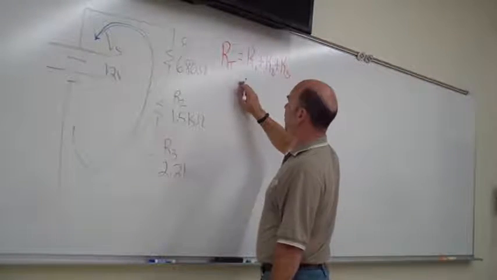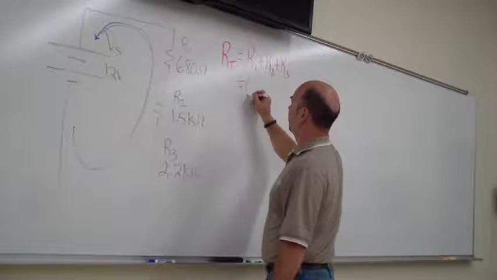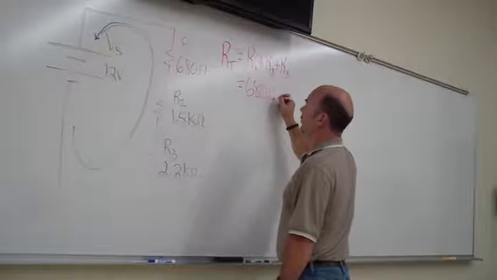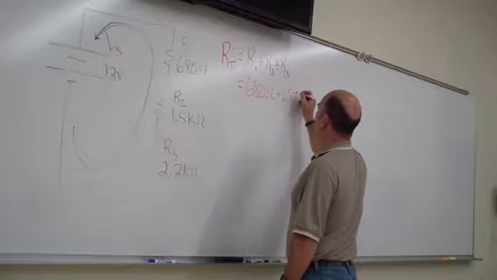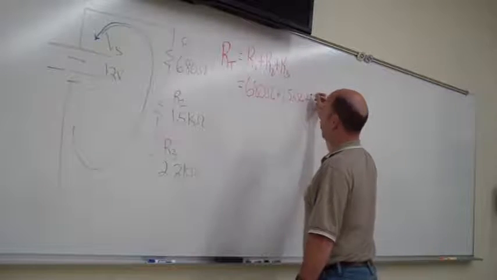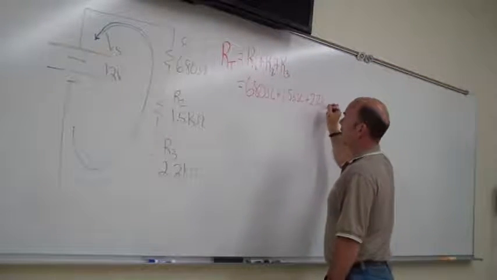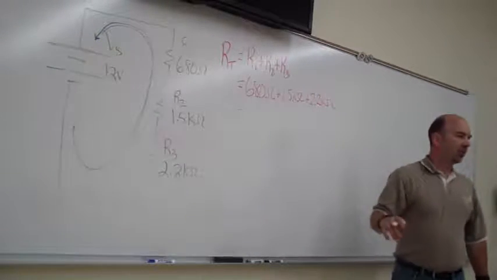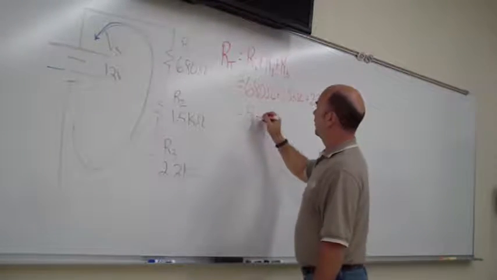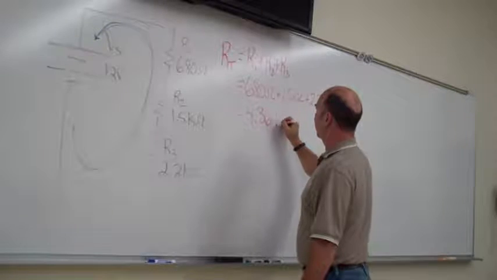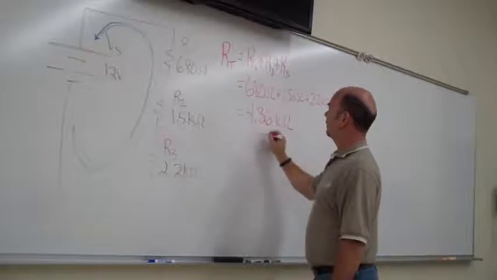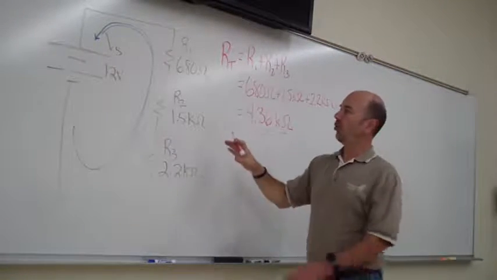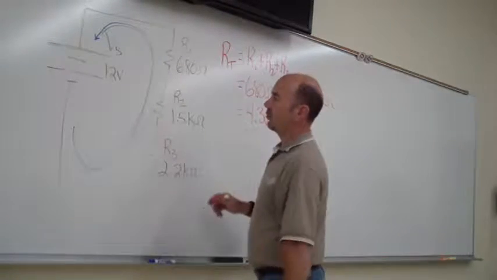However, in this case, we just have 3 resistors, and therefore it is going to be equal to 680 ohms plus 1.5 K ohms plus 2.2 K ohms. In this case, the overall resistance is going to be 4.36 K ohms, all right? So I've got a total of 4.36 K ohms.